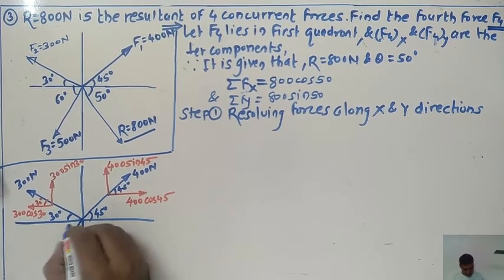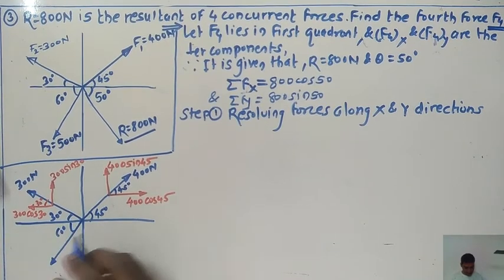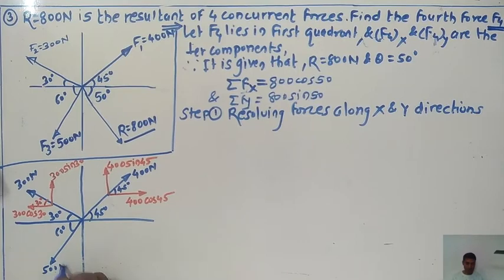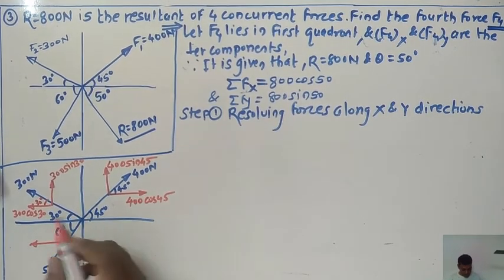It makes an angle of 60 degrees, and the magnitude is 500 Newton. You need to resolve this force, so one force component will come in the horizontal direction and another in the vertical direction. So what is the magnitude of the horizontal component?